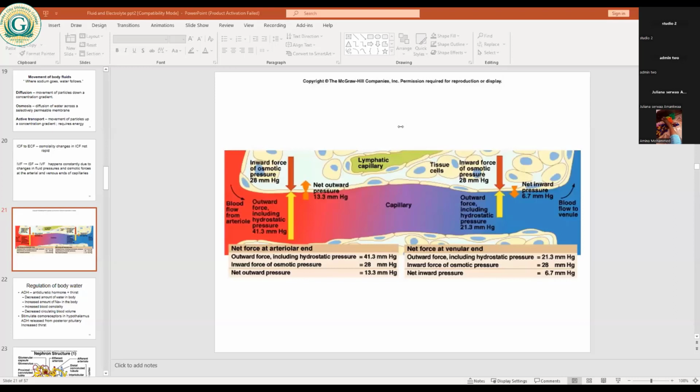So there will be a net force of 41.3 minus 28.